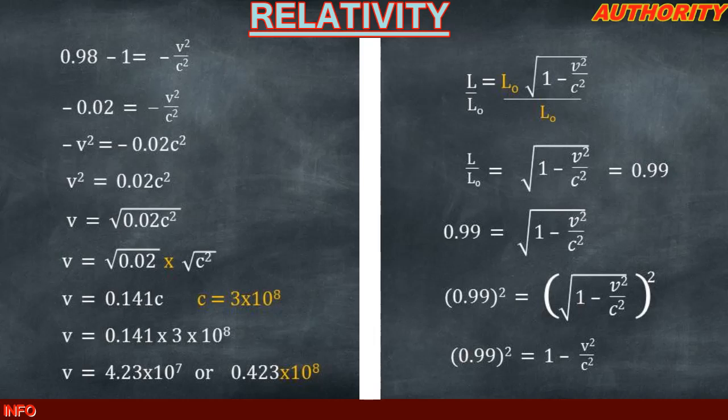Okay, so here we see how fast does a rocket ship have to go for its length to be contracted to 99% of its rest length. We're actually talking about the speed. So the speed is 4.23 times 10 raised to power 7, or we'll simply say 0.423 times 10 raised to power 8, or we can say 0.141 c.